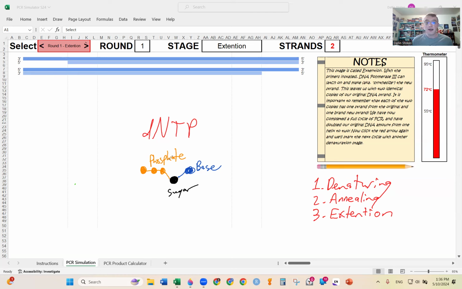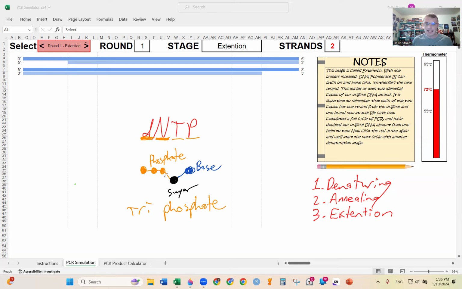So you don't need to know that, but people have been curious what dNTP stands for. Well, it's deoxyribo, that stands for DNA. The N stands for nucleotide, and then the TP stands for triphosphate.